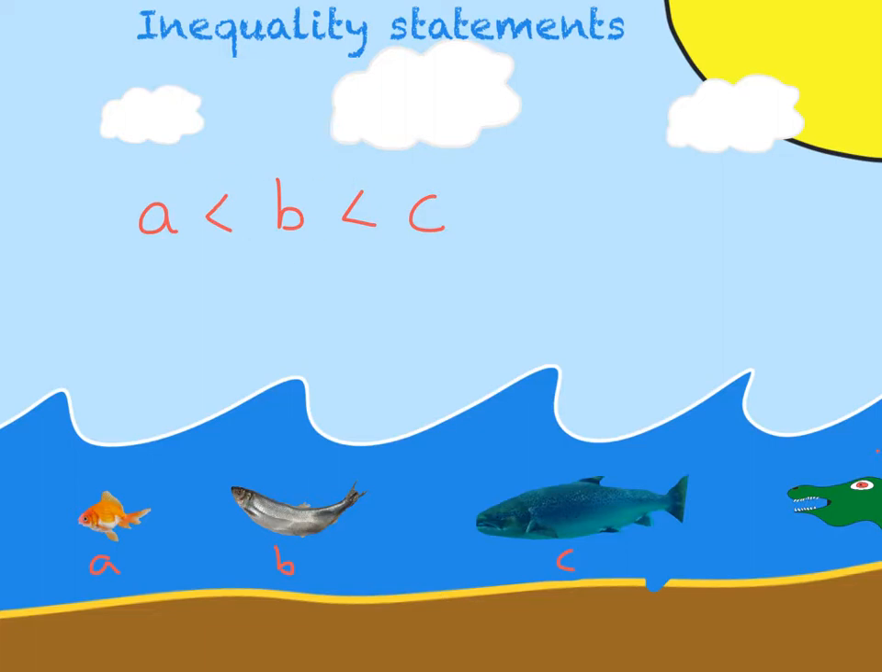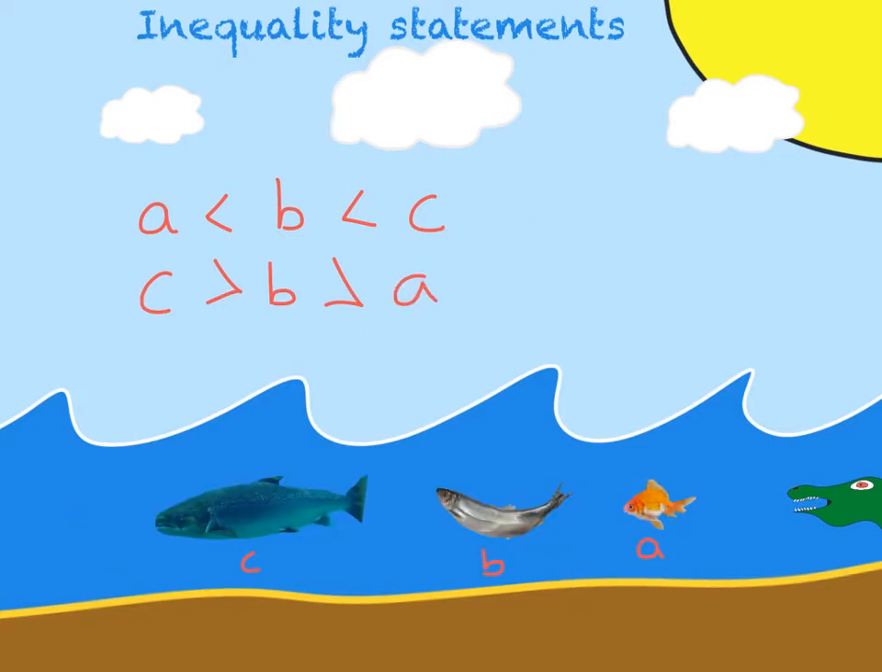But we could also write it another way, right? We could say that if we kept A as it is, or we'd have to change up what A is, we might say something like C is greater than B, which is greater than A. In which case, this guy would go first because he's bigger than this guy, who's bigger than this guy. So now they're in order from greatest to least, and B is still in between. So this is another way we could write inequality statements.